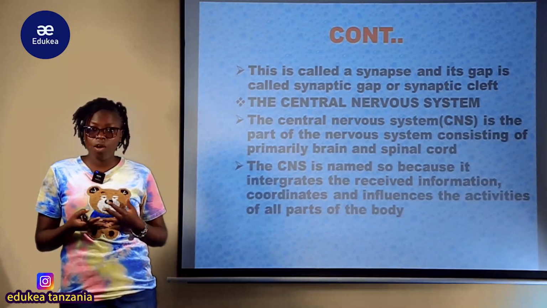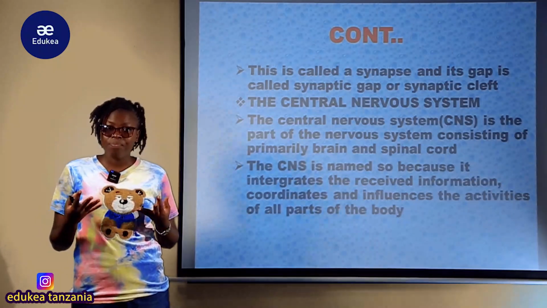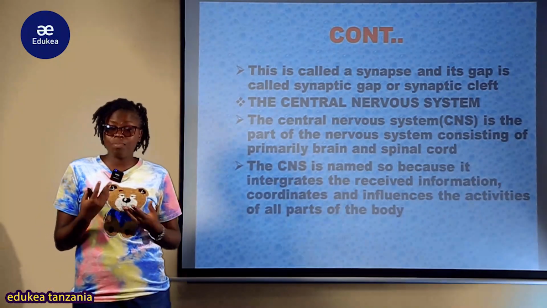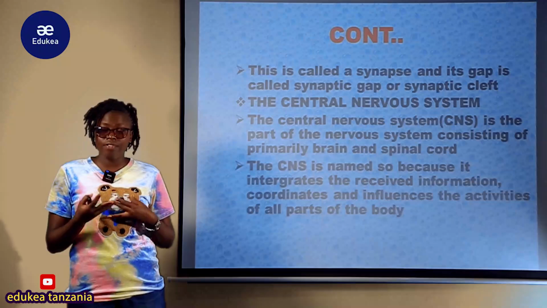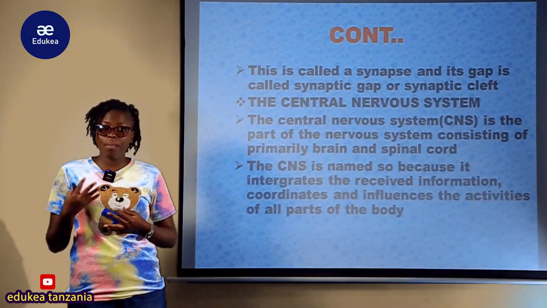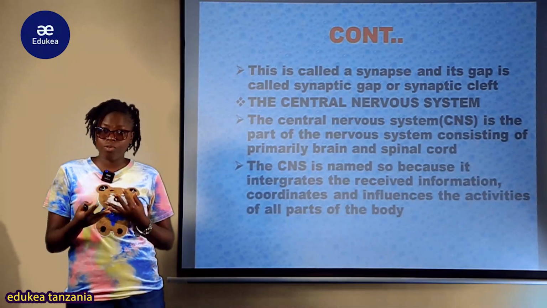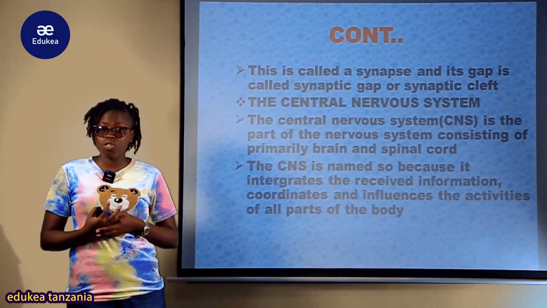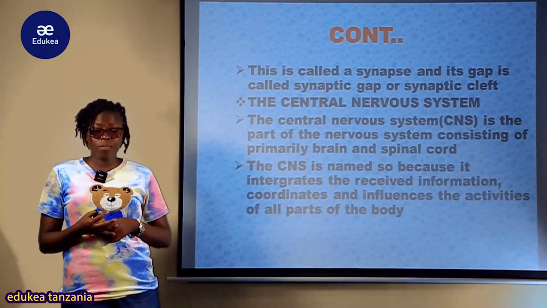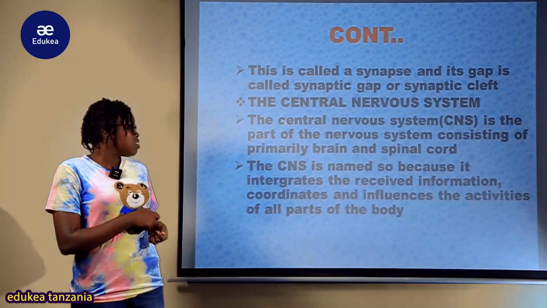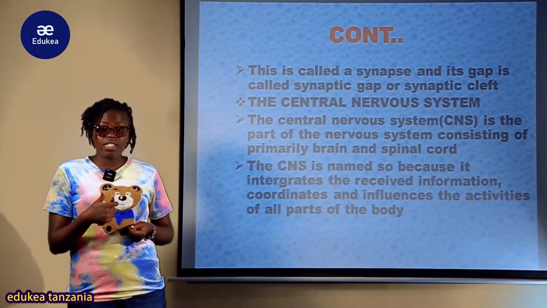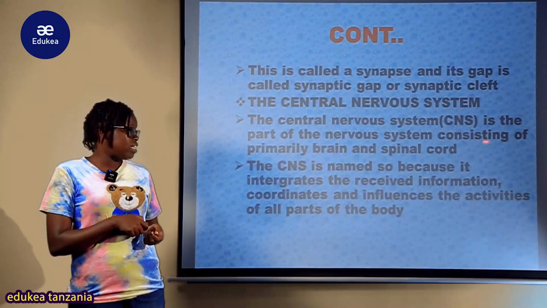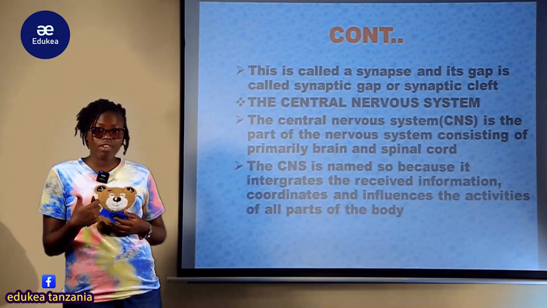Tumeshaangalia kwamba kuna central nervous system pamoja na peripheral nervous system katika nervous system in human, na tumeangalia kwamba the central nervous system is made up of two main organs ambapo ni brain pamoja na spine. These are the major control in the body of a human being. Kwa the central nervous system kwa kifupi tunaita CNS. So eneo utakapoona hapa CNS, know that ni kifupisho cha central nervous system.